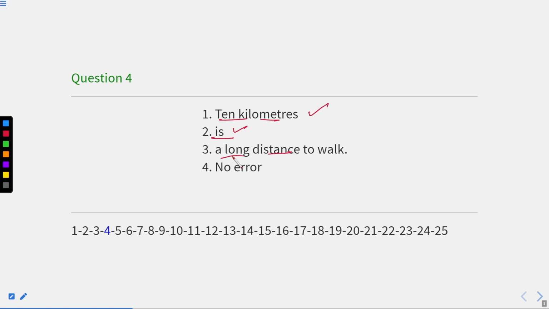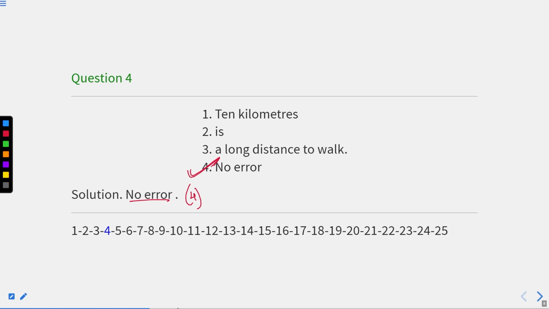Now a long distance, so we are talking about long, meaning very long, of much length. So this long is also correct, because before distance we can use the word long. Okay, so this is also correct. Now the entire sentence is correct. So here the answer will be the 4th, that is no error. So the solution will be no error. So our answer is 4. It means the sentence contains no error at all.